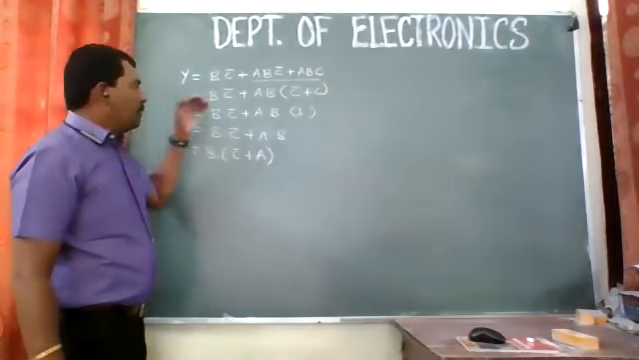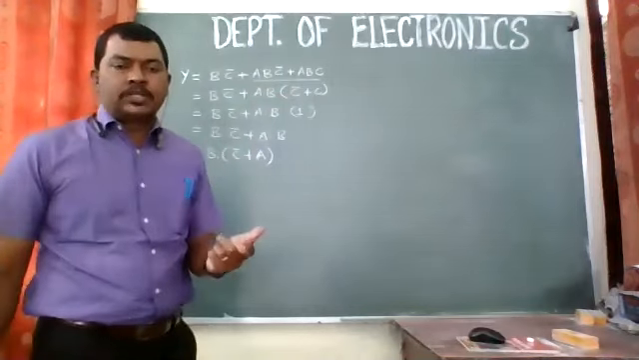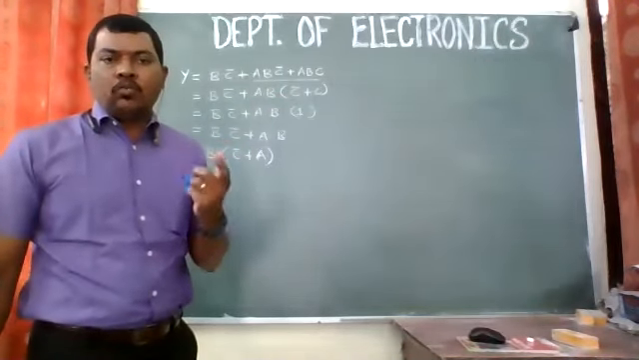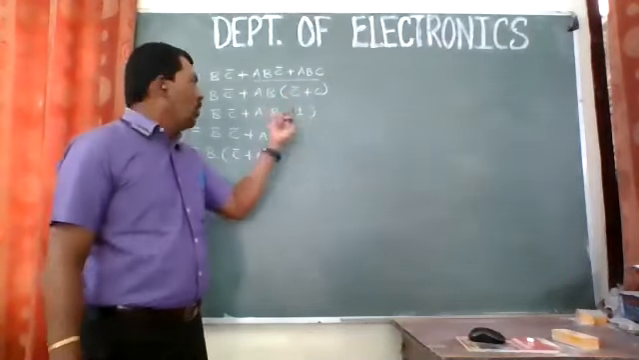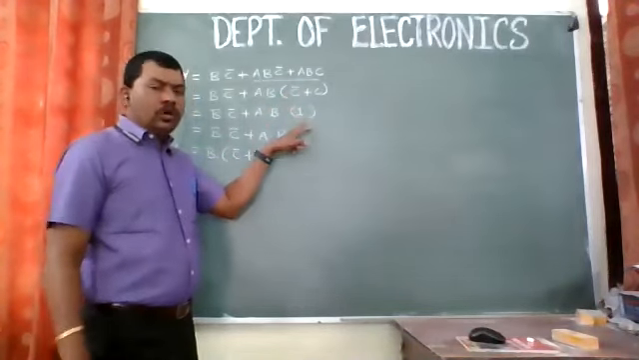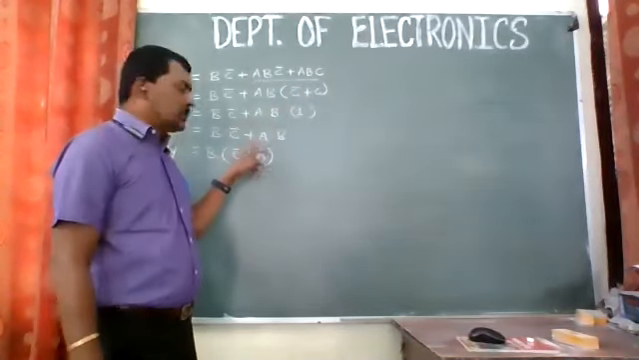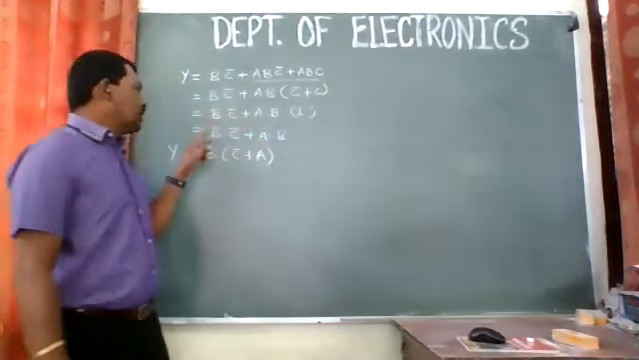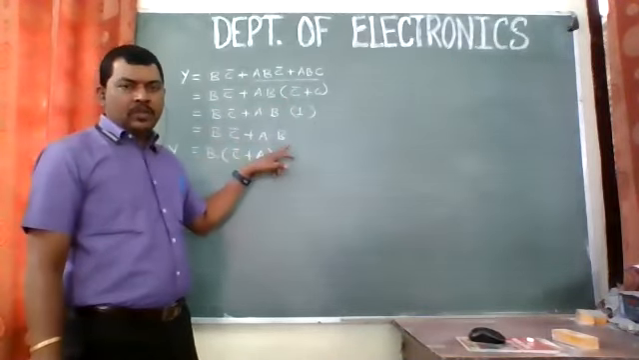Now in the next step, I'm replacing this C bar plus C, that is actually the OR operation, A bar plus A equal to 1. Similarly, C bar plus C will give you 1. So I am putting 1 over here, and if you multiply 1 with any of the variables, it will give you the same variable. So the next equation will be B dot C bar plus A dot B, right?